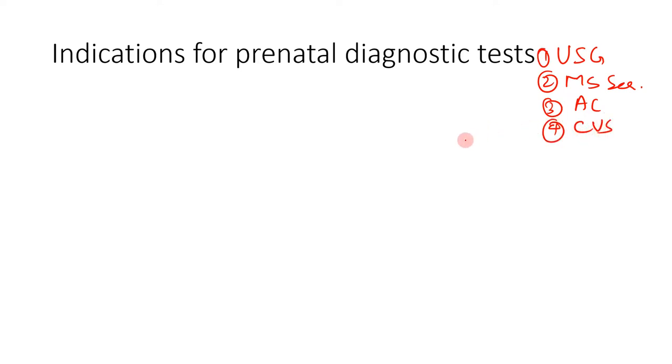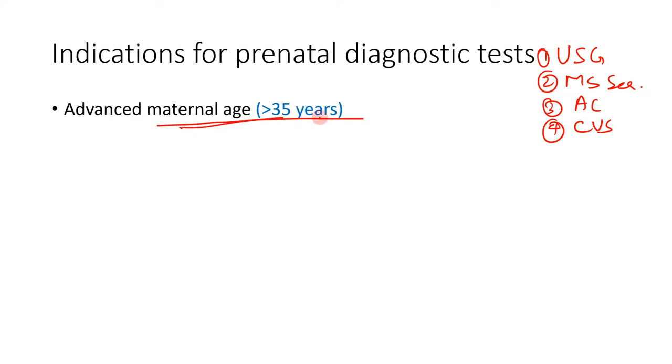So, when can you use this? Advanced maternal age, very important. More than 35 years of age is one of the important risk factors for genetic anomalies, classically Down syndrome. The risk for having a baby with Down syndrome exponentially increases as maternal age advances beyond 35 years. After 35 years, after 40 years, after 45 years, the risk for a mother having a Down syndrome child is much more.